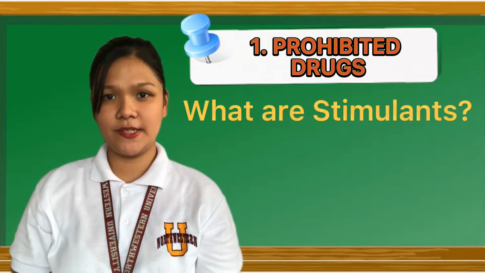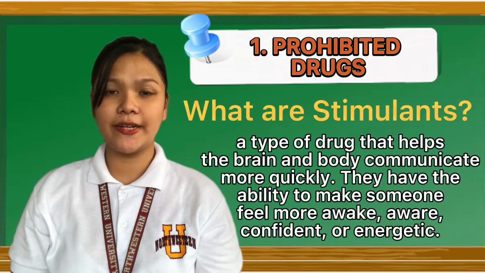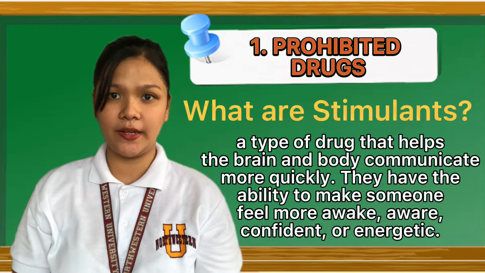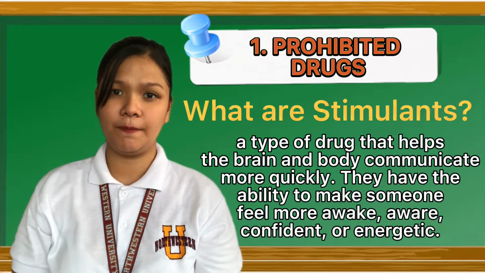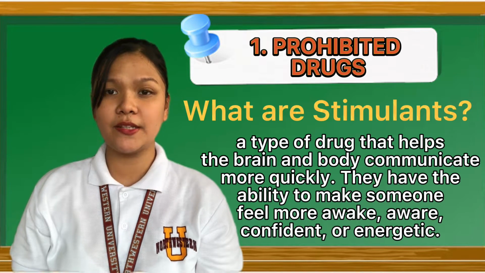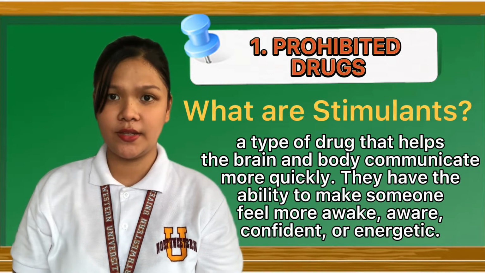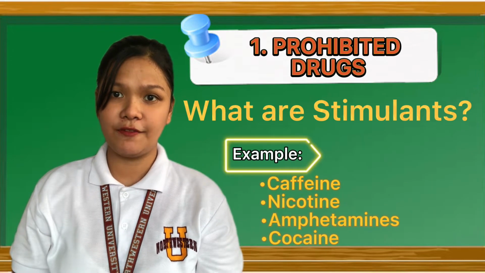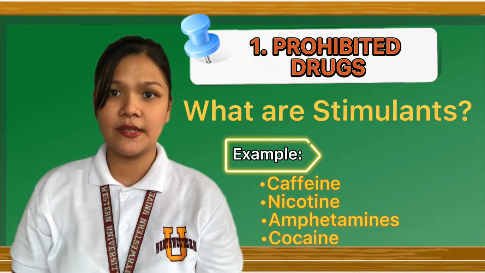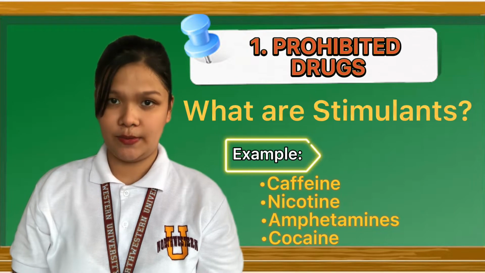The next type is stimulants. Stimulants are a type of drug that helps the brain and body communicate more quickly. They have the ability to make someone feel more awake, aware, confident, or energetic. Examples of these are caffeine, nicotine, amphetamines, and cocaine, which are all stimulants.